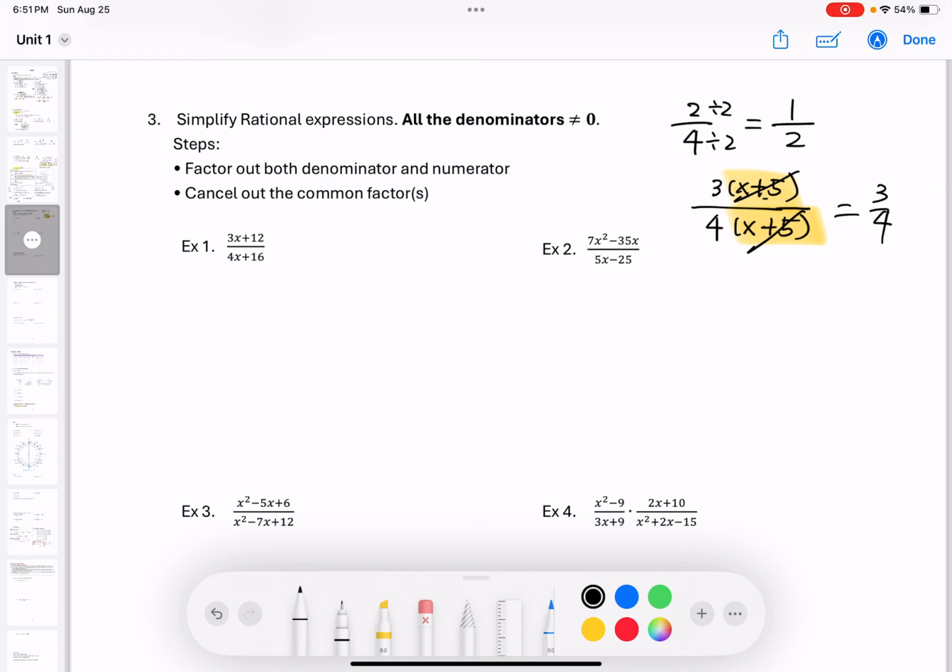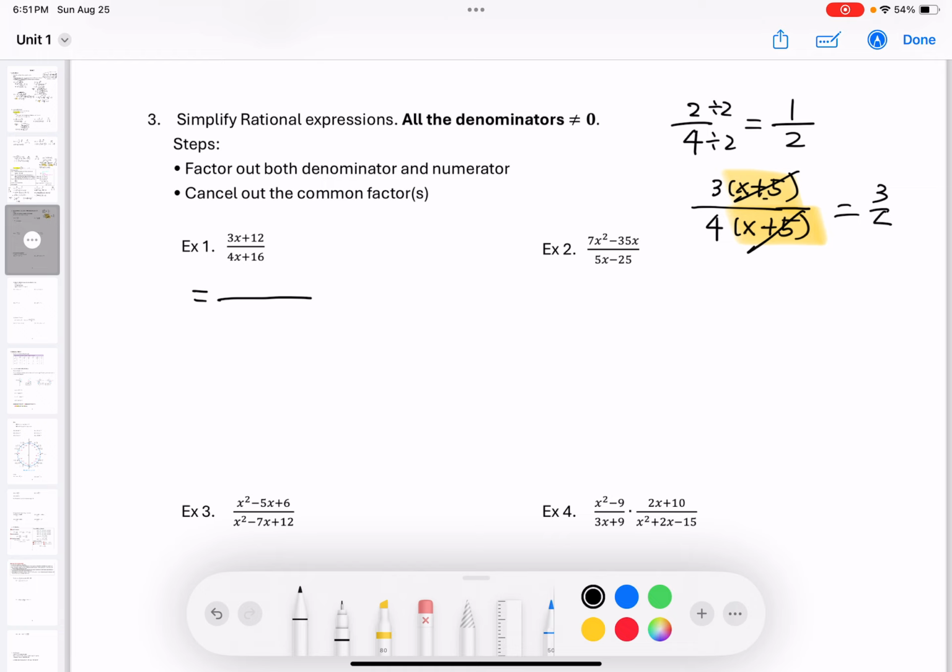Let's see the first example. Oh, top and bottom, it's hard to say that they have a common factor. What should I do? First step, factor both the denominator and numerator. Denominator means bottom. Numerator is the top of the fraction. So factor top and bottom. Second, do the cancellation, top and bottom.